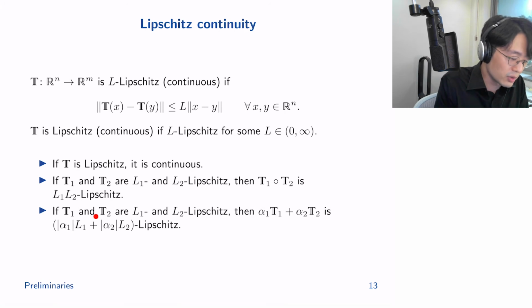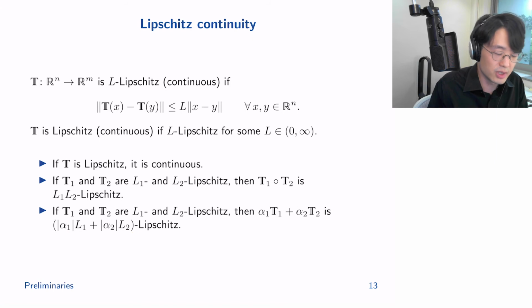If T1 and T2 are two operators that have the same input and output spaces so that they can be added, and if T1 is L1 Lipschitz and T2 is L2 Lipschitz, then alpha 1 times T1 plus alpha 2 times T2 is absolute value of alpha 1 times L1 plus absolute value of alpha 2 times L2 Lipschitz continuous.